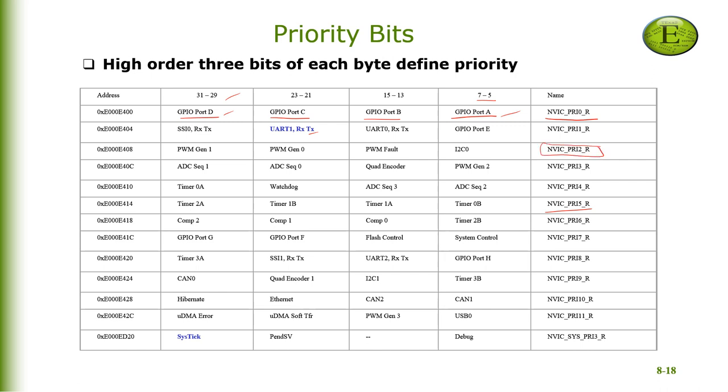This is what we were talking about earlier, that each source has a separate set of bits to set the corresponding priority levels, and those are here in the memory mapped NVIC priority registers. So these NVIC priority registers enable us to set priority levels of each interrupt source separately.